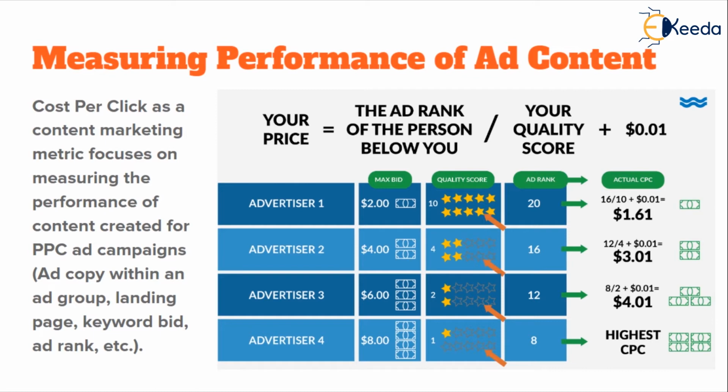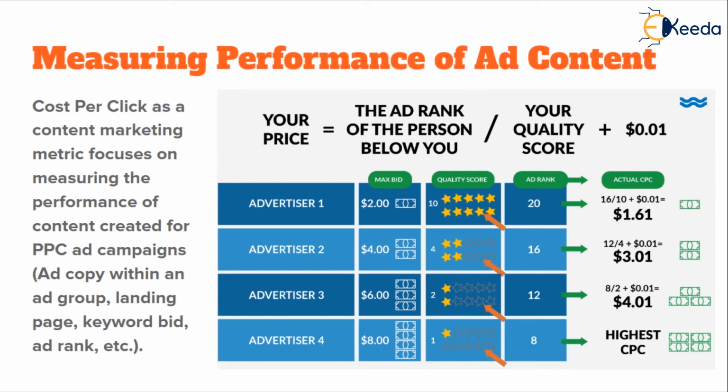So, cost per click is a metric which, as a content marketer, you try to reduce, you try to drive down. It should be as low as possible so that in the same marketing budget, you can achieve more clicks, thus more opportunities for leads and conversions. As you can see in the image here, your cost per click depends on the quality score and on your ultimate ad rank. And the higher your quality score, the lower your actual cost per click can be.